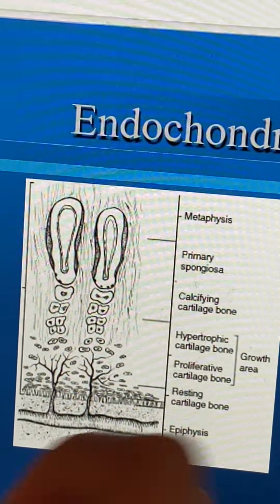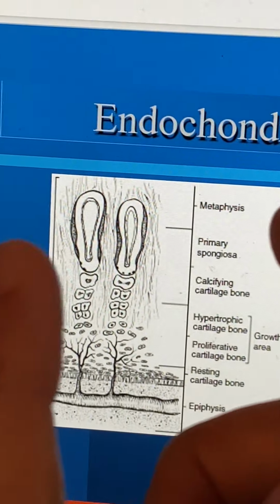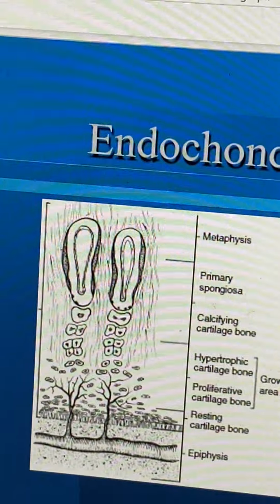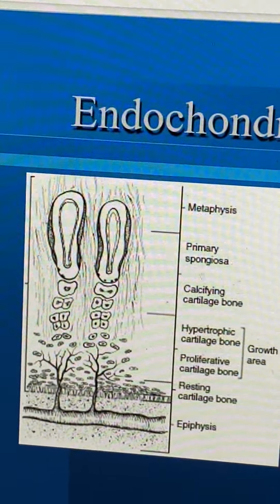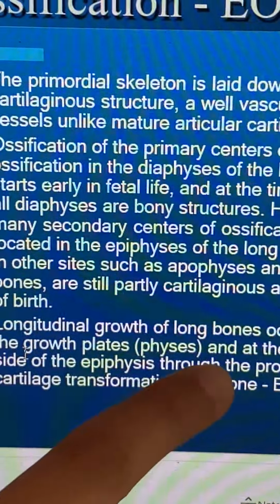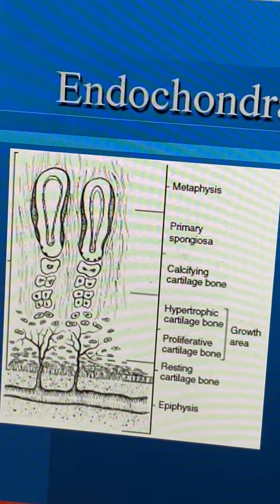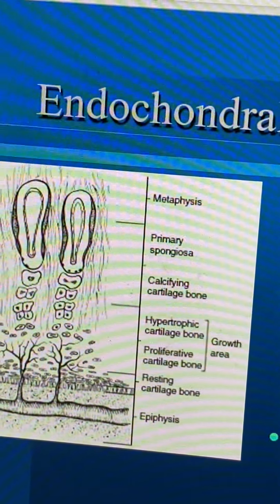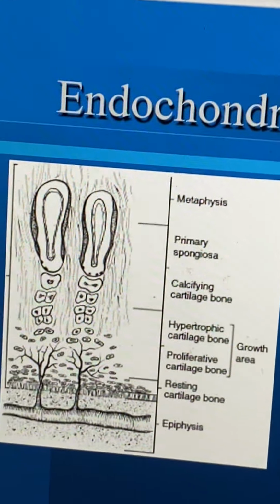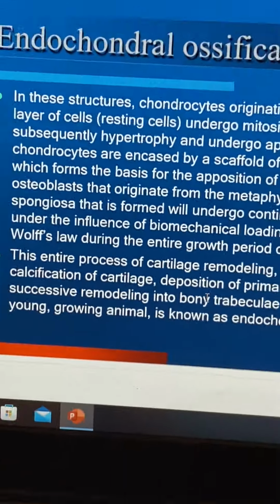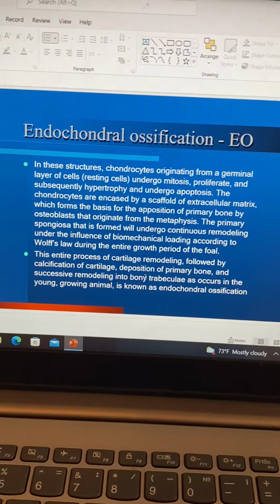Now, in terms of the longitudinal growth of bone, so let's say up and down, it occurs at the growth plates known as physes. I'll just show you the word. And at the articular side of the epiphysis, you'll see cartilage transformation into bone, which is known as endochondral ossification. You may see the letters EO throughout this. Sorry, there aren't a lot of pictures, I'll try.